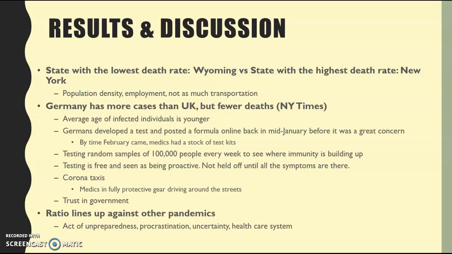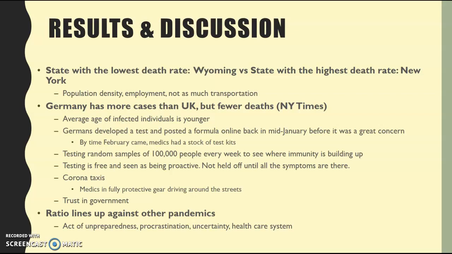And then another result, as I just mentioned, was that the ratio, given those Google charts, lines up against other pandemics. So this could also be a factor of active unpreparedness. It really just took us all by shock, and there's a lot of uncertainty about how much we need to act, or there was procrastination that happened. So some states waited until the spread was already too late. Other states didn't jump on it, or jumped on it just in time.